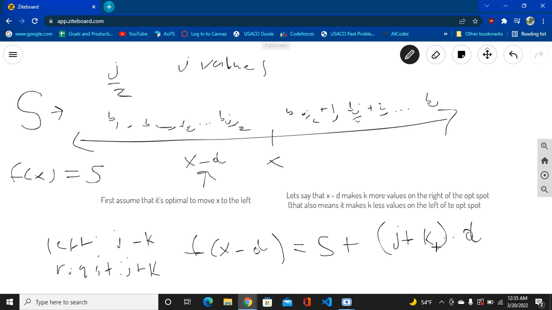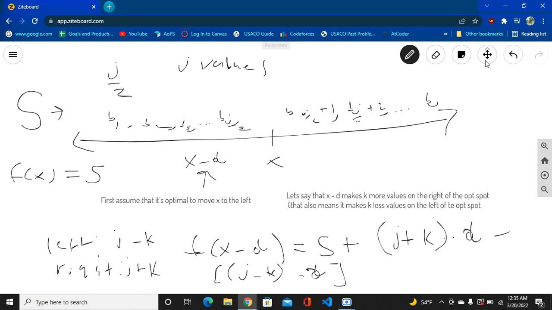So s plus j plus k plus d. And then we note that we also have to subtract the fact that there's j minus k values that also decreased. So I'll subtract this from the fact that they're obviously decreased from d, right?